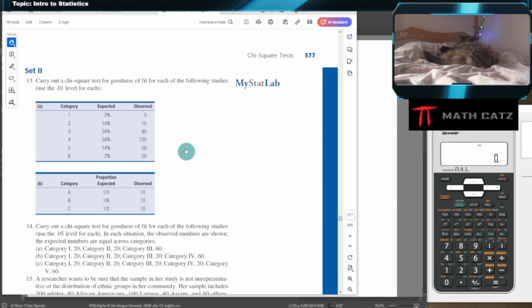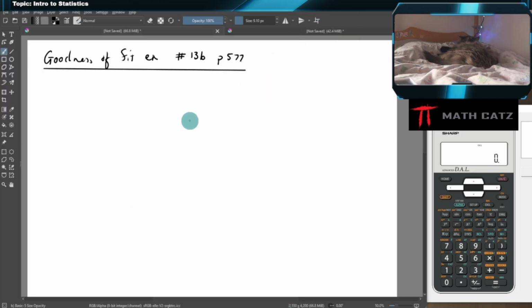13B. Okay. So we want to carry out a chi-squared test for goodness of fit for the B one because it's a little less to do by hand, a little easier. And we have three categories, and we have some observed scores here. We want to see if it fits a distribution where the probabilities are a third, a sixth, and a half. All right, so let me quickly write that down. Could have done that from the start before I started the video, but I didn't.